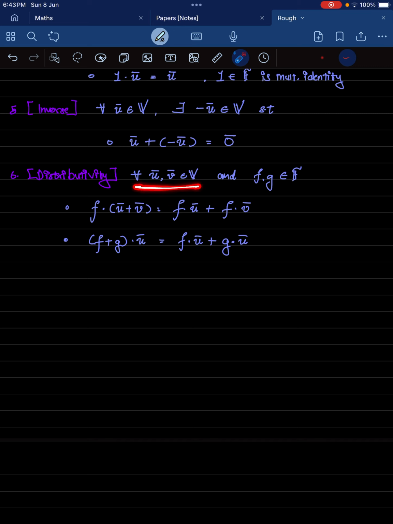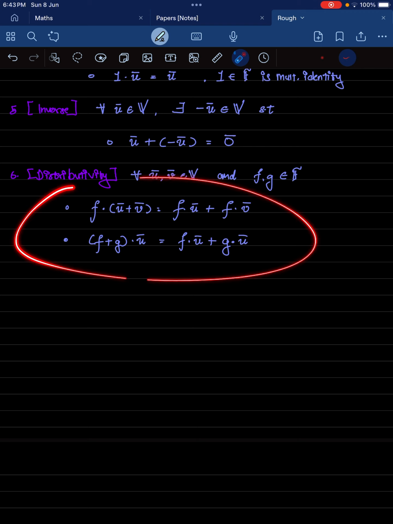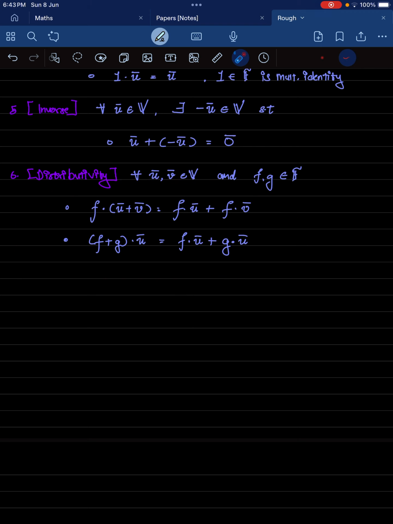And now moving on to distributivity. Distributivity is also the same. In fact, there are two distributivity rules over here. In the fields there was only one. So if you have two vectors u and v and a scalar f, then f times (u plus v) will give you f times u plus f times v. Okay, the multiplication is distributed inside the parentheses. Now if you have f plus g, where f and g are scalars, and you have (f plus g) times u, u being a vector, then this multiplication over here is distributed over the addition. So this will give you f times u plus g times u.